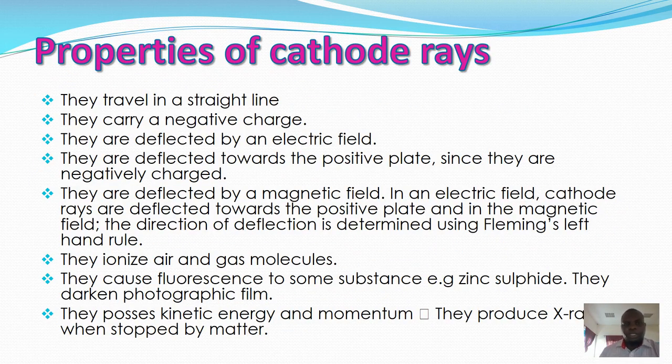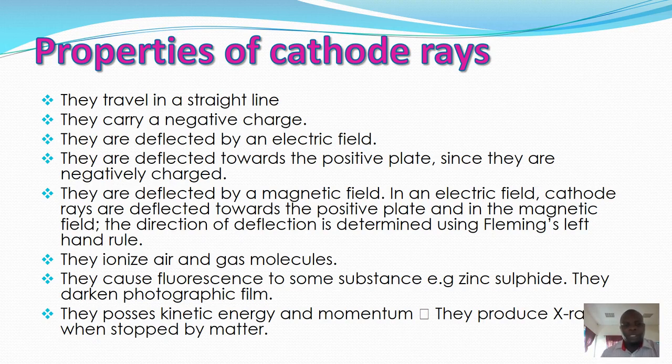Properties of cathode rays. Cathode rays have several properties, which include: they travel in a straight line. Being electrons, they are negatively charged. They are deflected by electric fields. They are deflected towards the positive plate since they are negatively charged. They are deflected by magnetic fields. They also ionize air and gas molecules.